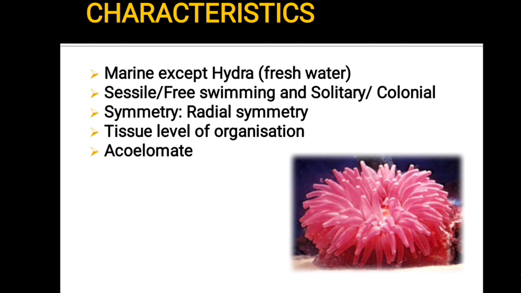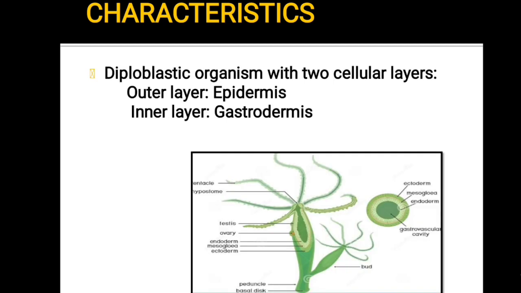Coelenterates are acoelomate, but they do have a cavity known as coelenteron. It acts as a gastrovascular cavity and allows the entry of food and other materials. Coelenterates are diploblastic organisms with two cellular layers. The outer layer is known as epidermis and the inner layer is known as gastrodermis, with a gelatinous acellular mesoglea in between.